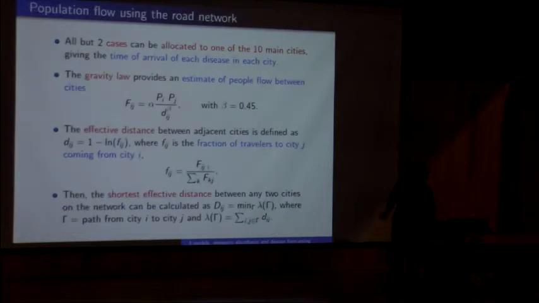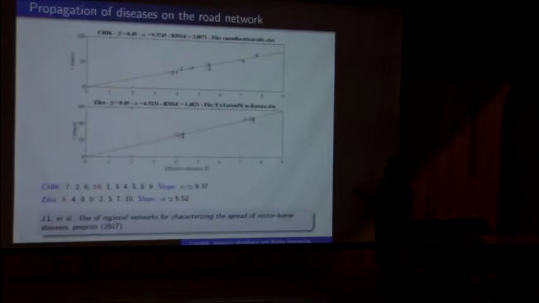And so now what I can do is put a plot here where I put this effective distance. Remember, this is not geographic distance, this is renormalized distance. And then here on the vertical axis is the time it took for the disease to go from the point of origin to wherever the city that's numbered here. So for chikungunya, which is at the top, we had 2 points of origin, city 7 and city 10. And then on the path of city 7, we have cities 2 and 6.